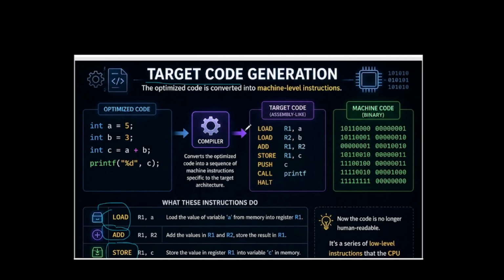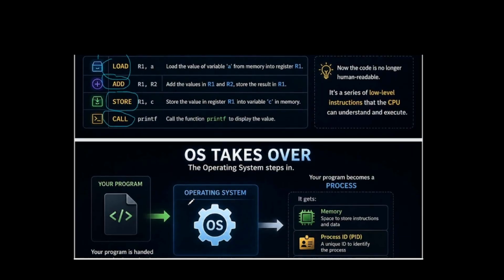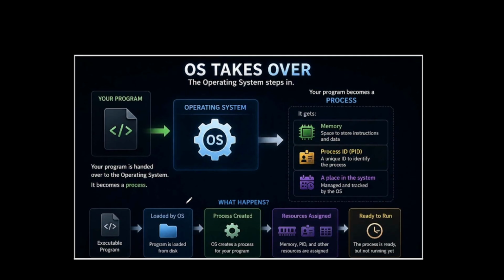now the operating system part will take over. The operating system part basically has a process, memory, and a place in the system. So your program now becomes a process. The basic difference between a program and a process is that a program is given by the user, and while it is being executed, it is a process in your operating system.